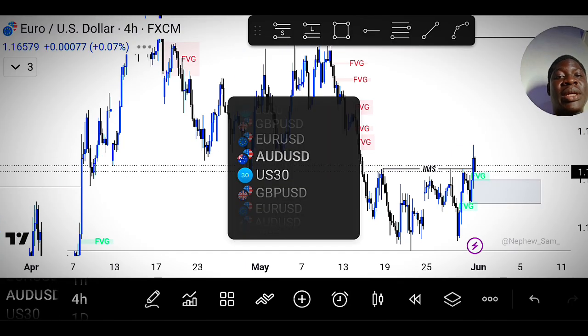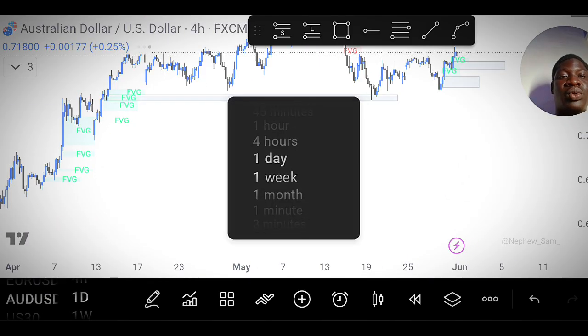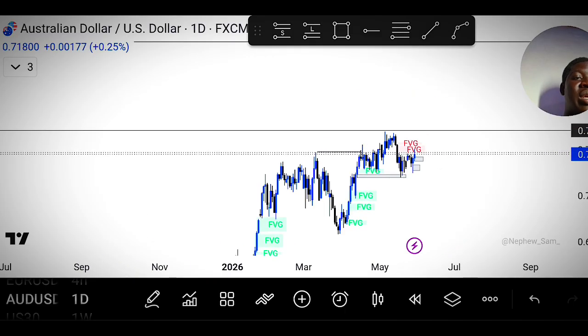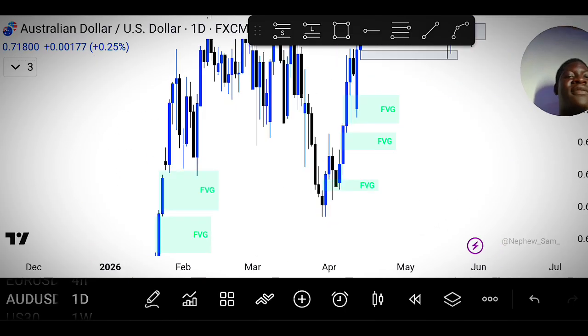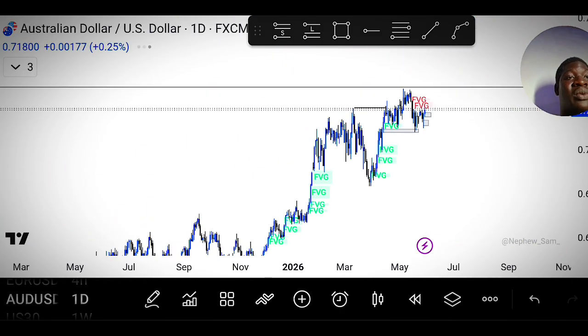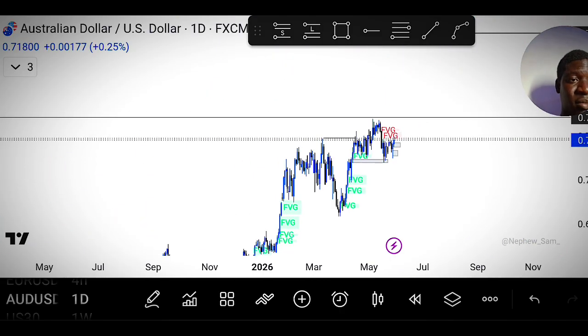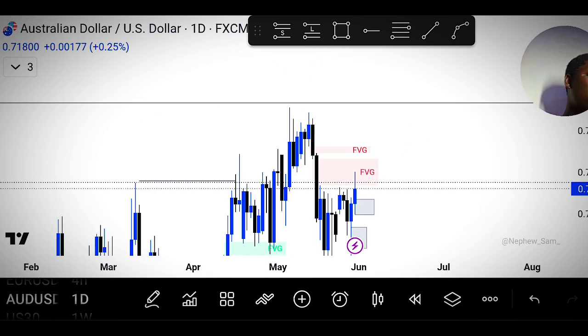Let's move to AUD USD. AUD USD is also doing the same thing. If you look at AUD USD, you're going to see the market is in an uptrend. So for this coming week, for the first week of June, I'm bullish on Euro USD, GBP USD.